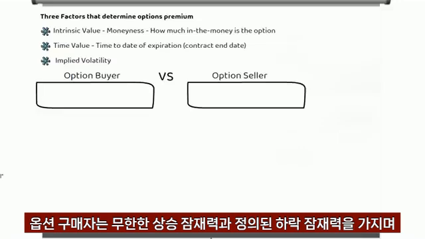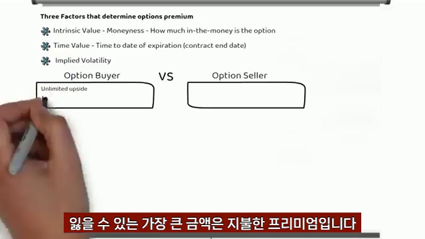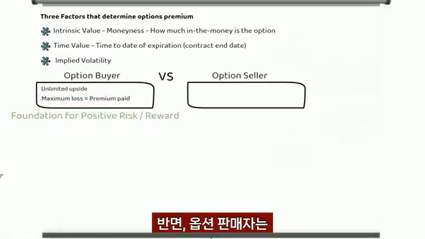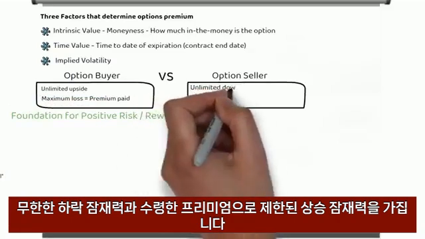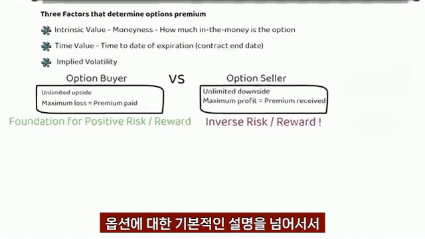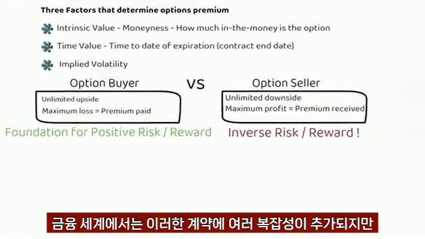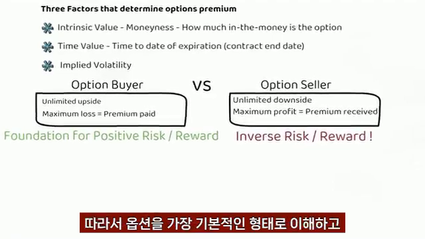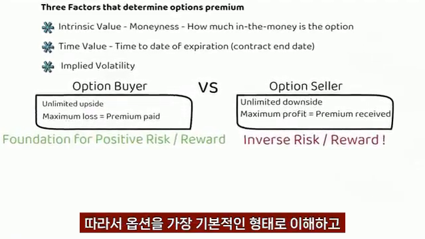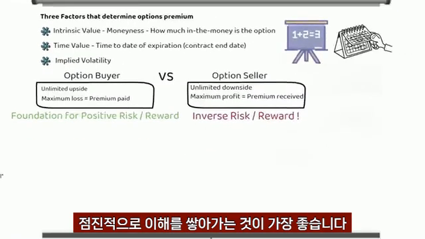An option buyer has an unlimited upside and a defined downside, because the most one can lose is the premium paid. On the other hand, the option seller has an unlimited downside and an upside limited to the premium received. Beyond the basic explanation of options, there are several complexities that get added to this arrangement in the financial world, but that will end up confusing you as a beginner. Therefore, it's best to understand options in its most basic form and build your understanding gradually.